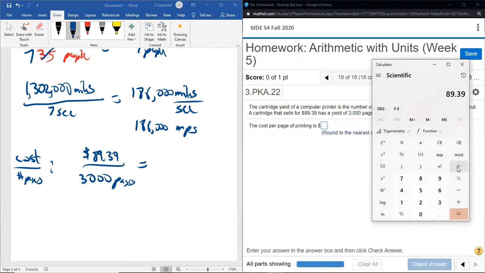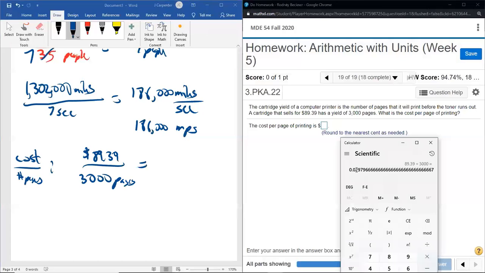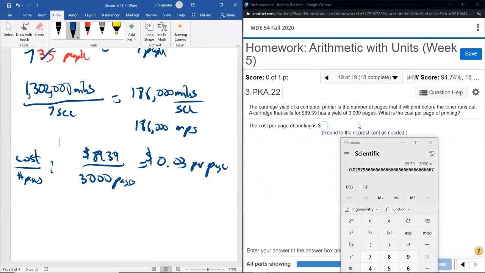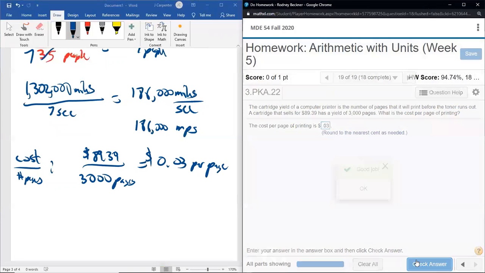89.39 divided by 3,000. Boom. 0.02979 blah, blah, blah. And of course they tell us to round to the nearest cent. So it's going to be 0.029. Do we round this? Do we take the 7 and go up and round that 9? Well, yeah, it actually would give us the same answer coincidentally. But no, we're looking at the 9, the thousandths place. That tells us to round up. So the 2 becomes a 3. So it's 0.03. That's dollars per page, or 3 cents a page. So 0.03 dollars per page, aka 3 cents a page.